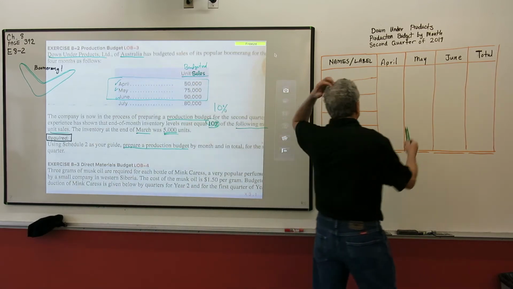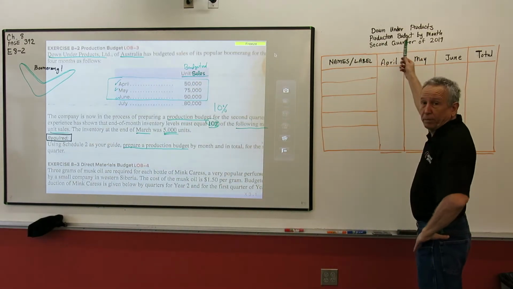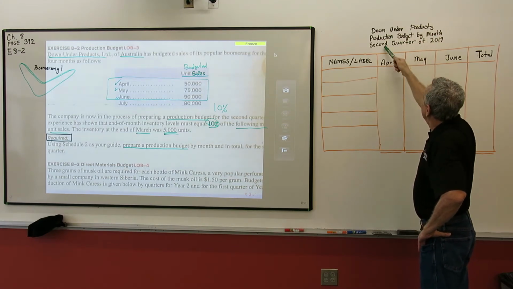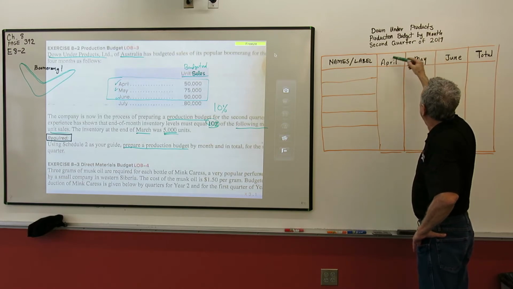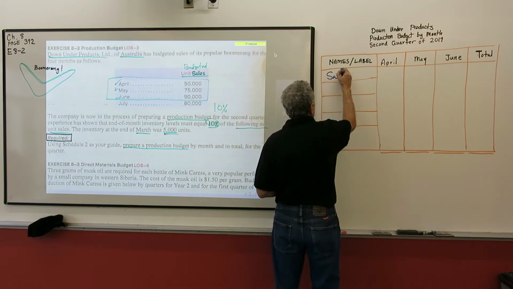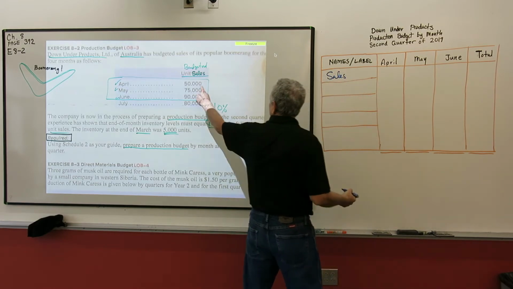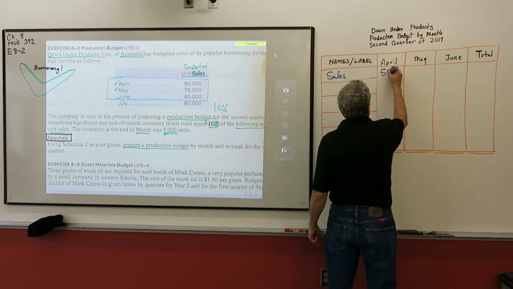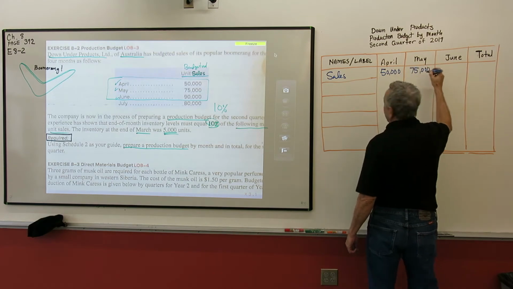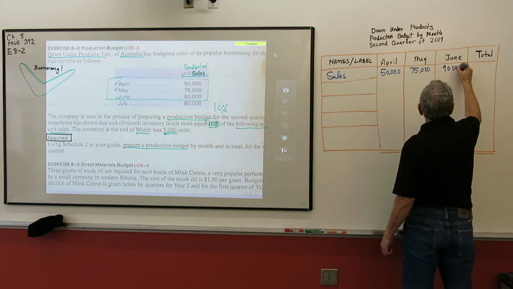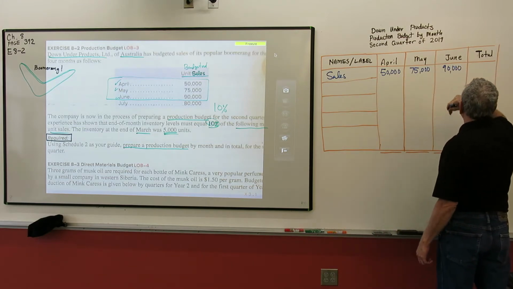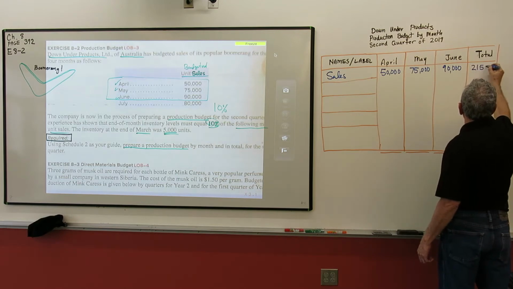I took the liberty to go ahead and put up our title: Down Under Products, production budget by month, second quarter of 2019. The second quarter is April, May, June. To start a production budget, you simply say sales, because you're going to make what you sell. So in April, 50,000 boomerangs, 75,000 boomerangs, 90,000 boomerangs. That's a total of 215,000 boomerangs in that quarter.